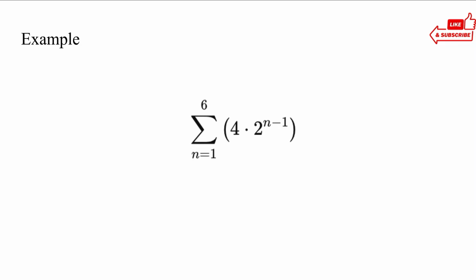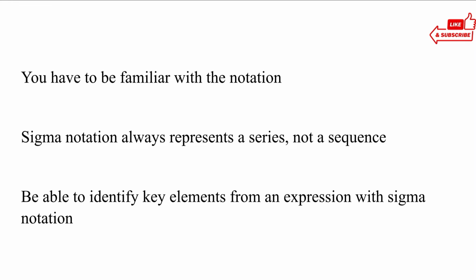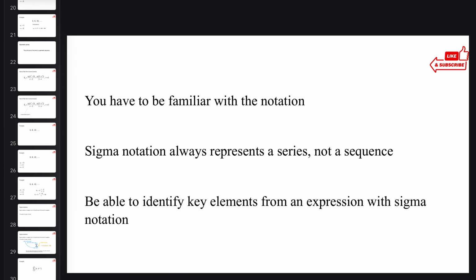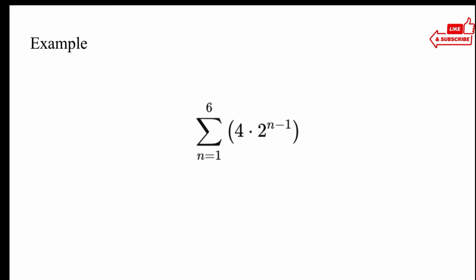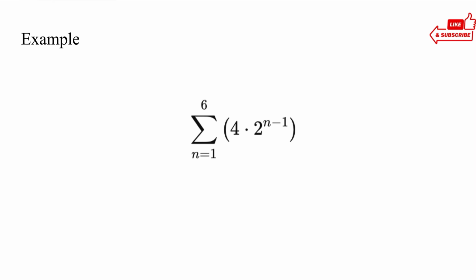So for example, here we have the sum from n equals 1 to 6 of 4 times 2 to the n minus 1. So see here that this follows the nth term formula, so this is u sub n. And here you're adding the first 6 terms, so you go from n equals 1 to n equals 6. So for the IB, you have to be familiar with this notation, and you also have to recognize this sigma notation always represents a series, not a sequence. And you also have to be able to identify key elements from an expression with sigma notation. So for example, in the previous example, you have to be able to identify what U1 is and what R is, for example.